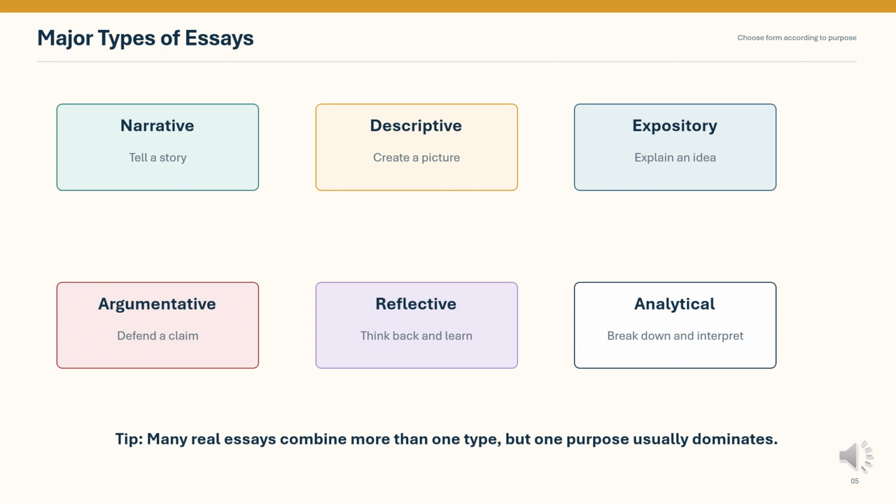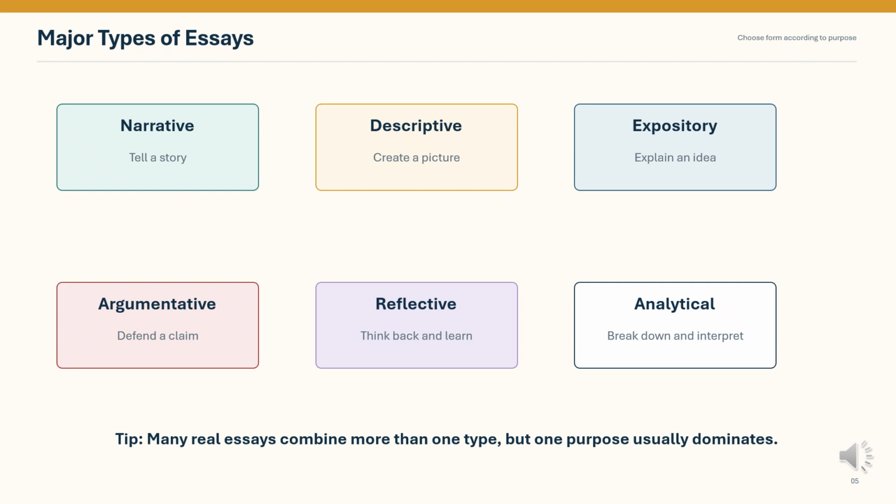Next one is descriptive essay, which creates a picture in the reader's mind. The next one is expository essay, which explains an idea clearly. The next is an argumentative essay, which takes a position and tries to prove that. Next is reflective essay, where you look back at an experience and you explain what was learned from that experience. And the last one is analytical essay, which breaks down a topic and interprets it.